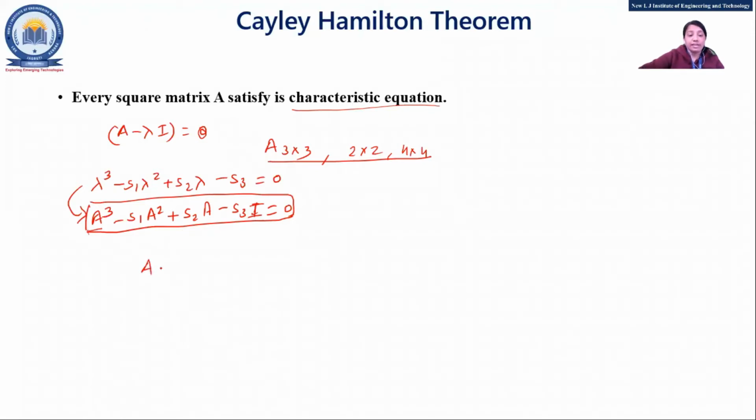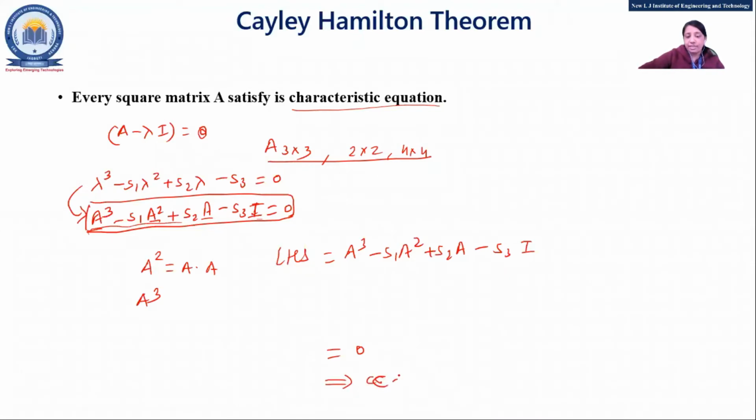So you need to calculate first what? A square using A into A. Then you need to calculate A cube. A you are having, I you know. So you have to start with LHS. LHS is this, right? A cube minus, and you have to verify it. That means after calculation of this, if you get 0, then you can say that the Cayley-Hamilton is verified. Fine.